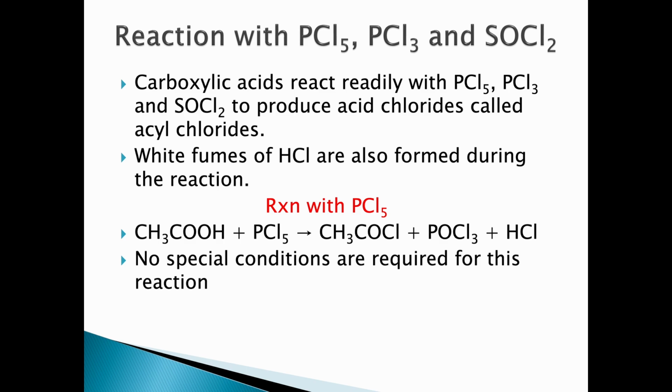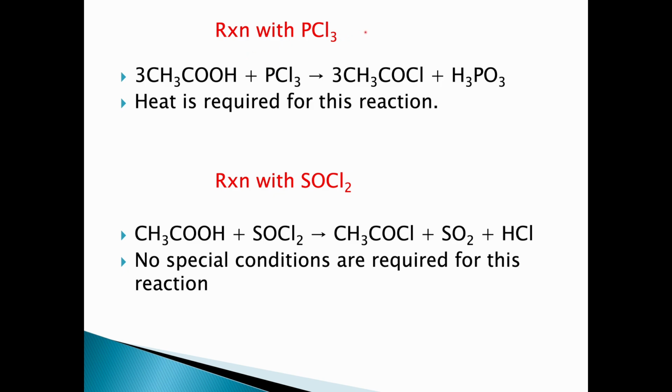So carboxylic acids react readily with these examples to produce your acid chlorides, which are also known as your acyl chlorides, right? So these reactions are going to be producing your white fumes of hydrochloric acid. So here we have your carboxylic acid reacting with your phosphorus trichloride, and this is going to give you your acyl chloride or acid chloride and your phosphorous acid. And heat is required for this particular reaction.